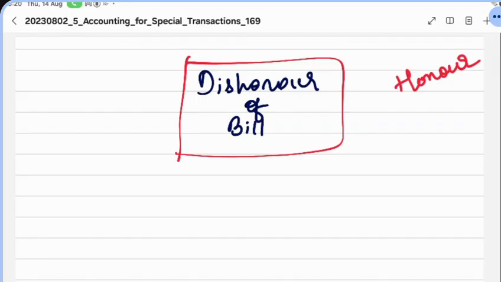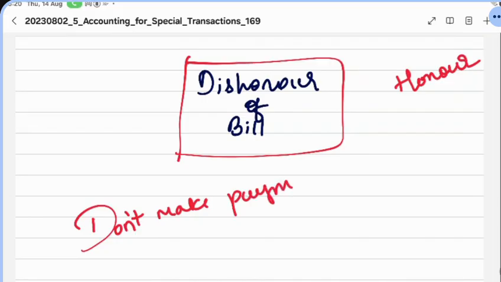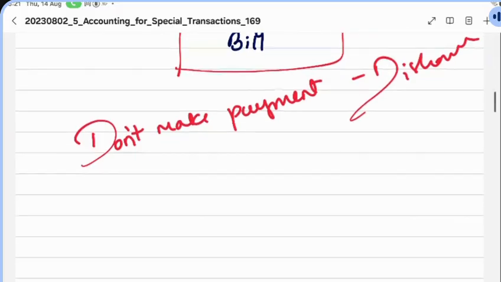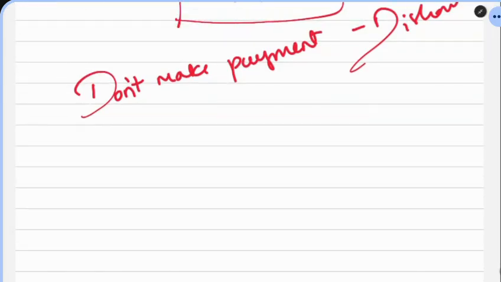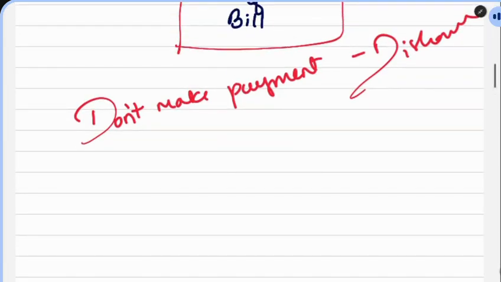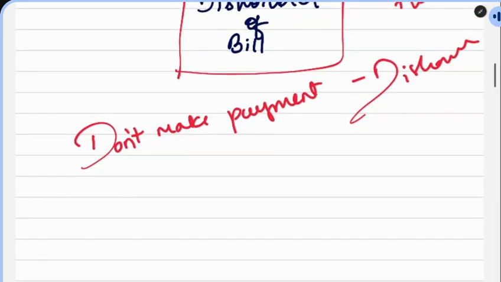If you do not make payment, then it is called dishonor. Clear? Failure to make the payment is called dishonor of bill. Clear the reason? Then the question arises, sir, what is the impact of this dishonor? And how will the bill help me to get back my amount?